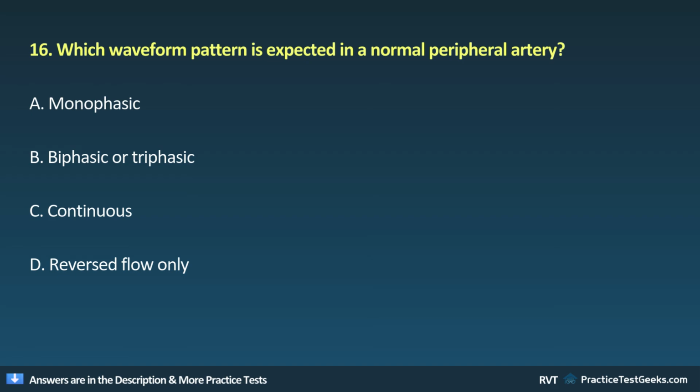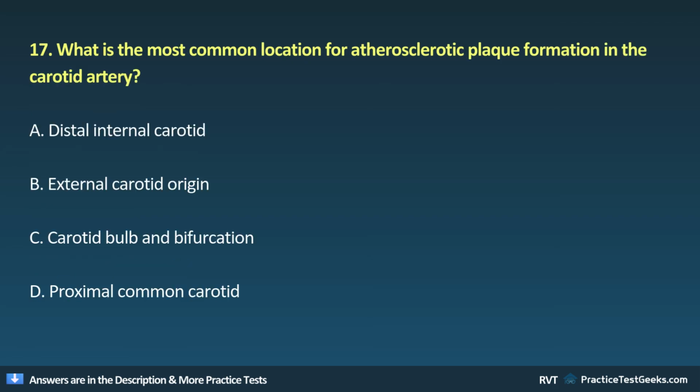16. Which waveform pattern is expected in a normal peripheral artery? A. Monophasic. B. Biphasic or triphasic. C. Continuous. D. Reverse flow only.